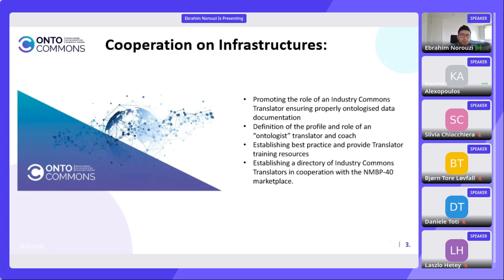A digital marketplace is an online web platform that facilitates material science innovation. There are currently multiple marketplace projects available, and the issue is that most of them have limited interaction between each other. In Ontology Commons, the aim is to establish a cooperation with all of these related stakeholders for data documentation and interoperability in industrial domains.